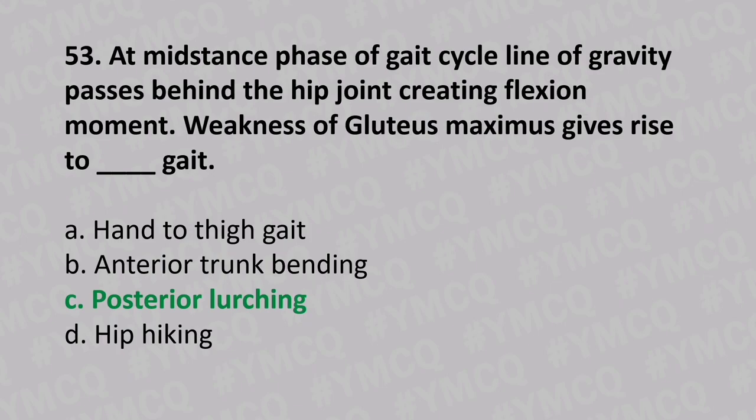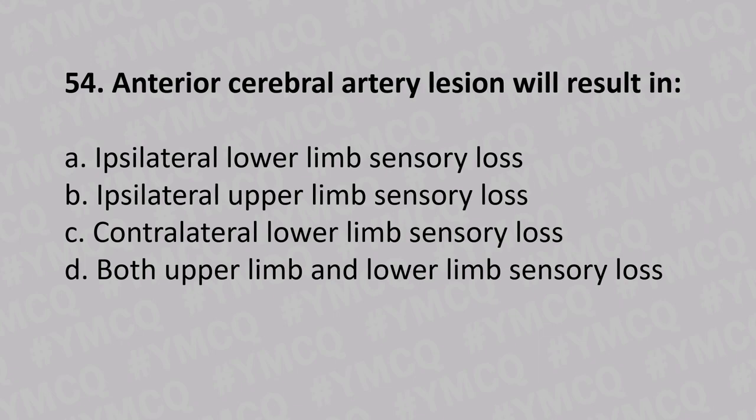Moving to our 54th question. Anterior cerebral artery lesion will result in option A, ipsilateral lower limb sensory loss. Option B, ipsilateral upper limb sensory loss. Option C, contralateral lower limb sensory loss. Option D, both upper limb and lower limb sensory loss. And the answer is option C, contralateral lower limb sensory loss.